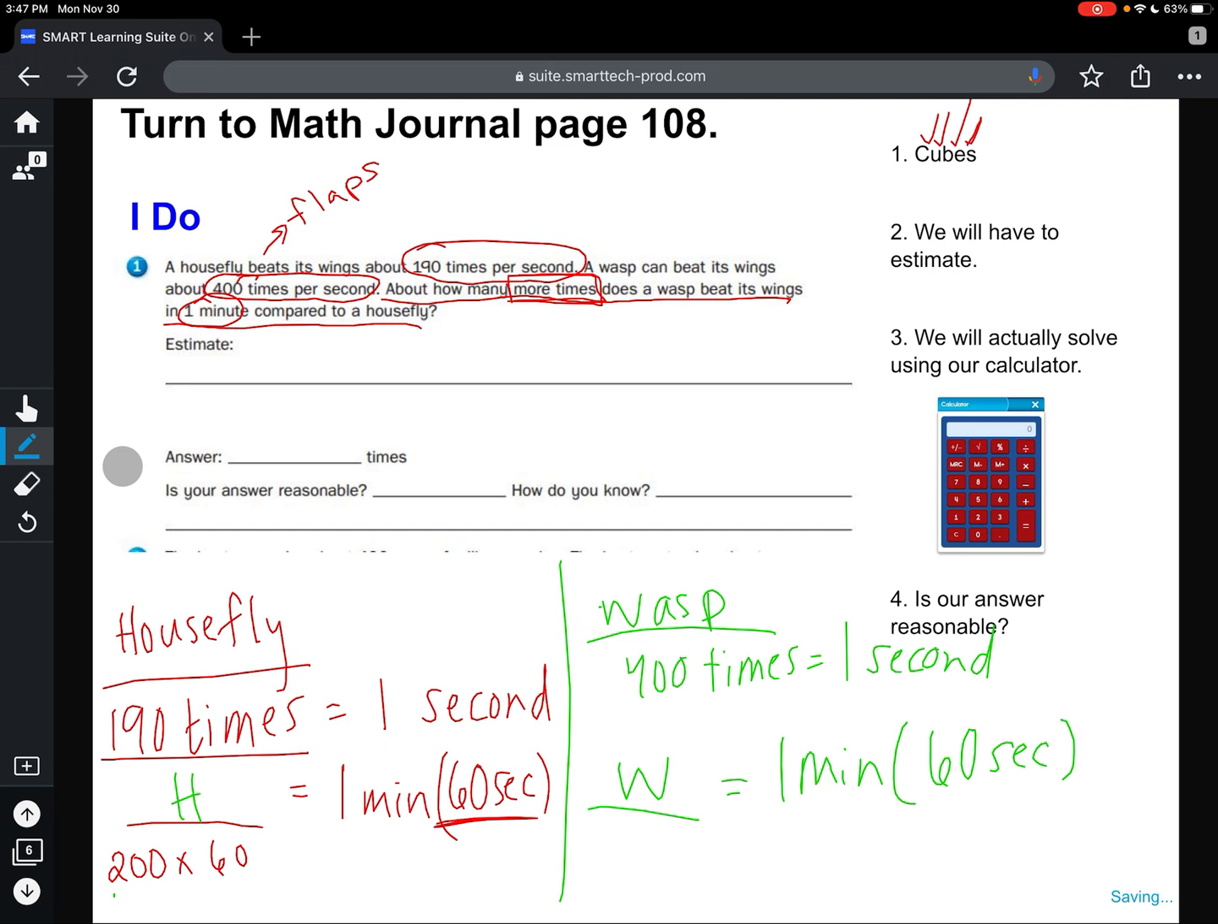Times 60 seconds, and we can do that, even though we'll be able to solve that pretty quickly. It's about 200 times 60 seconds, that will give us H here. We can use the strategy of multiplying multiples of 10 using the first digit, finding the basic fact, which is what we did in our lesson yesterday.